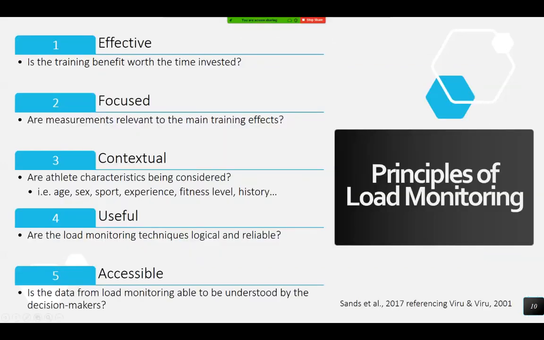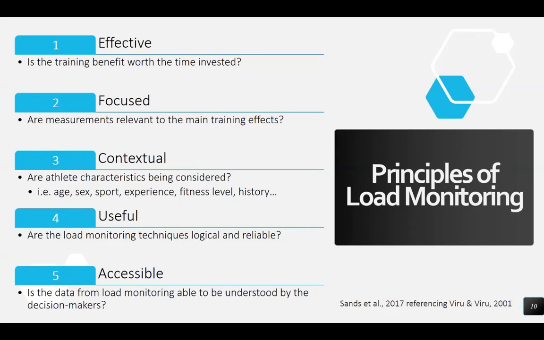So as we go into some of the specific principles, some of the specific applications that I want to get into here, these are 5 principles, 5 questions that you should really answer before getting into exactly how you want to integrate load monitoring into your coaching philosophy and your training philosophy. So the first thing that's important to us is to be effective.